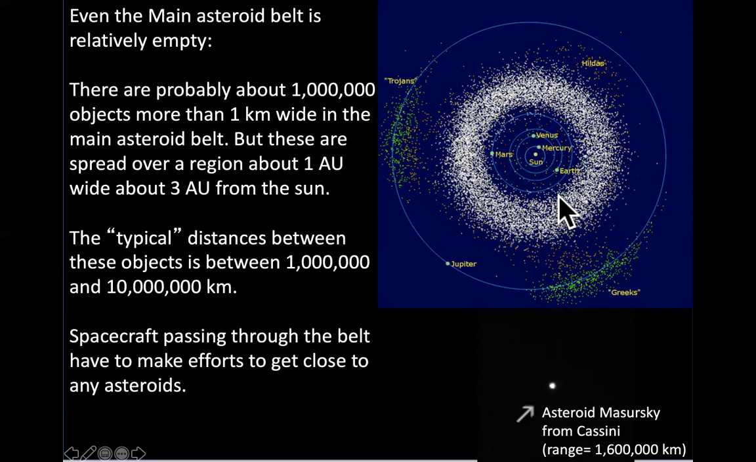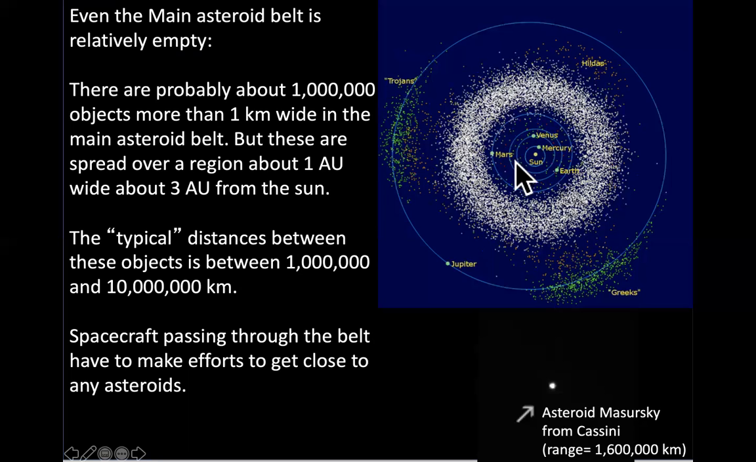It is about an astronomical unit wide, and it's 3 astronomical units from the sun. The typical distances between objects in this region therefore work out to be between 1 million and 10 million kilometers. So most of this region is empty space. And it turns out, if you don't make an effort to encounter an asteroid, you're not going to fly near one.